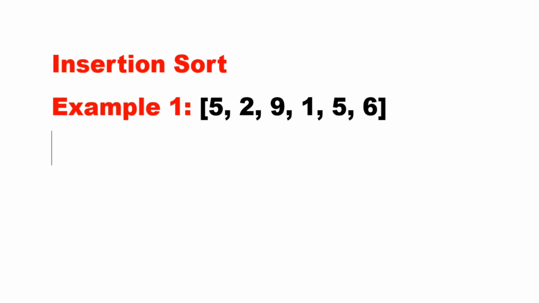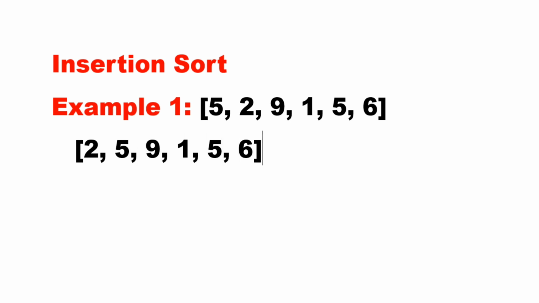Next, insert the second element. Take the next element, which is 2, and compare it with the element in the sorted part. 5 is the sorted part, 2 is the unsorted part. Compare 2 with 5. Since 2 is less than 5, we insert it before 5. Like 2, 5, 9, 1, 5, 6.